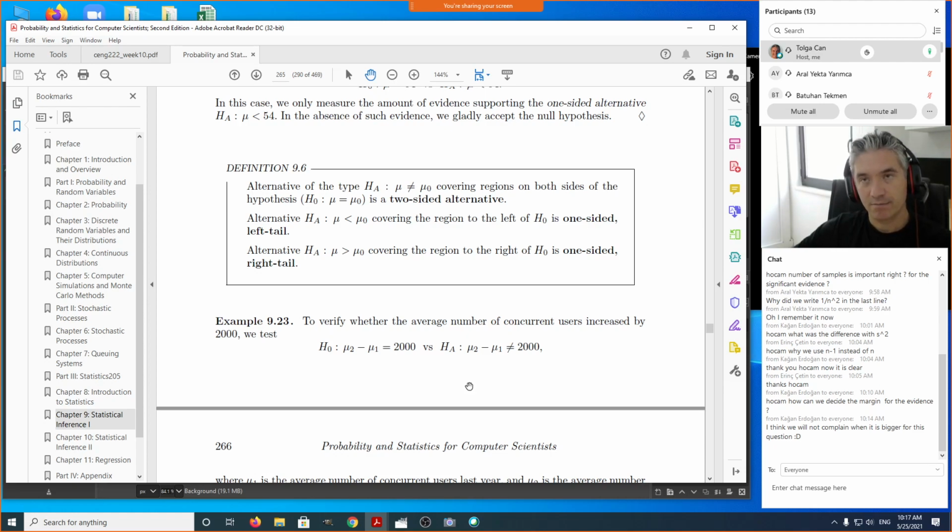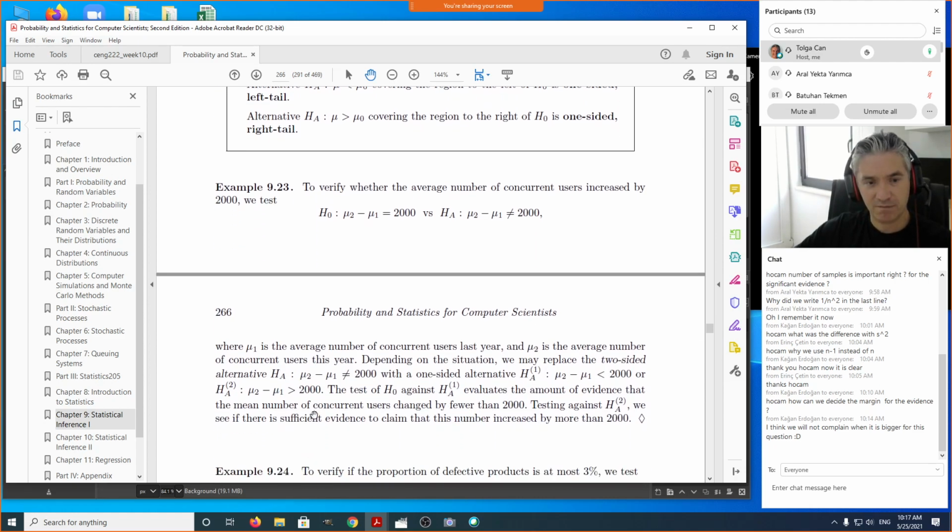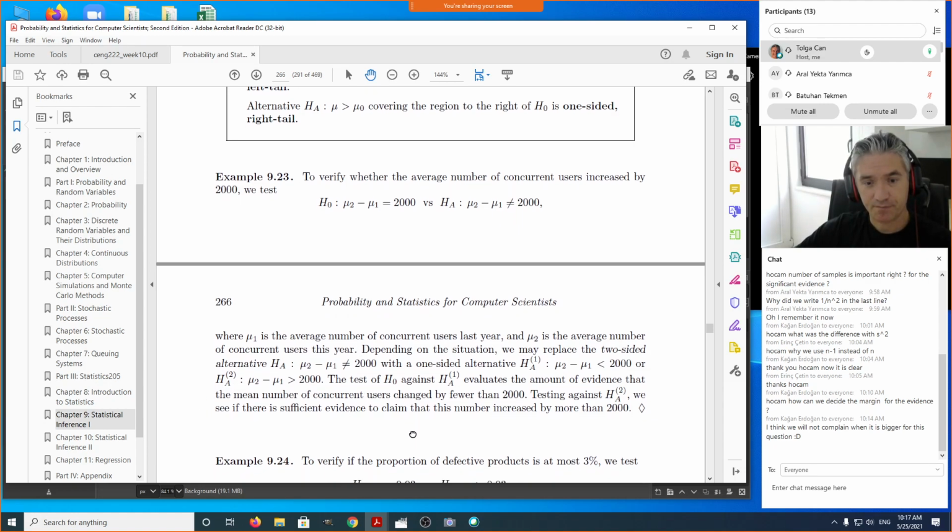For this one we will again be able to draw a specific distribution for the null hypothesis. And again, the alternative is an inequality. We may be interested in two different alternative hypotheses. If we are interested in, for example, the concurrent users increasing by less than 2000, we may have this alternative. Or if we're interested in evidence of more than 2000, we may have this alternative.